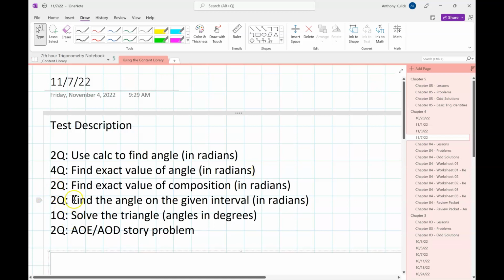Two questions where I ask you to find the angle on a given interval, reporting your answer in radians. What is this a question like? It's just like a worksheet 2 question, right? So what do you want for that? Well, you should probably remember what quadrants x's and y's are positive and negative in. Probably want to know that x is cosine, y is sine, tangent is sine or y over x, and all that jazz, right? Maybe an example problem or 2. Does that sound about right?